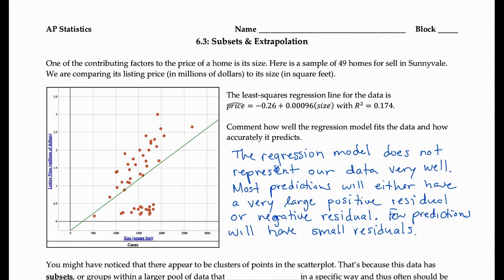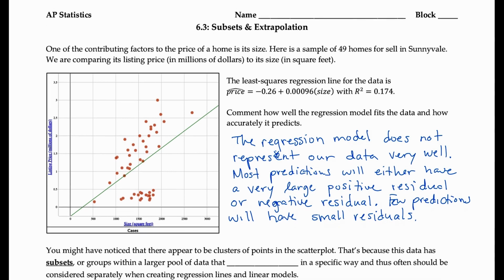All right, so hopefully you said something similar to what I'm saying here, which is that our model is not really doing a great job of representing our data. It is the least squares regression line, so it is the line of best fit, but we can see that it doesn't really represent our data very well at all. Any prediction that we make here is likely to have either a very large positive residual, meaning we're under predicting by a lot, or a very large negative residual, meaning we're over predicting by a lot. There are very few cases where we're going to have a small residual here. And that's a problem, okay? It means that our model is not going to be a good predictor for us here at all.